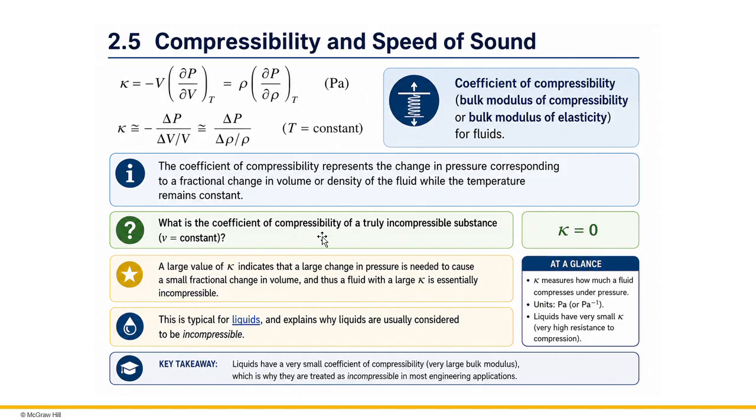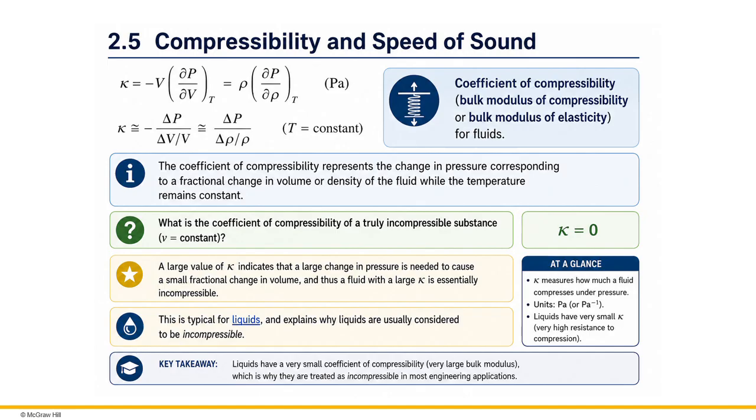This slide introduces compressibility using bulk modulus. The coefficient of compressibility or bulk modulus is written as K is equal to minus V dP by dV at constant temperature, which is also equal to rho times dP by d rho at constant temperature. The negative sign appears because when pressure increases, volume decreases. So the sign correction makes the bulk modulus positive.